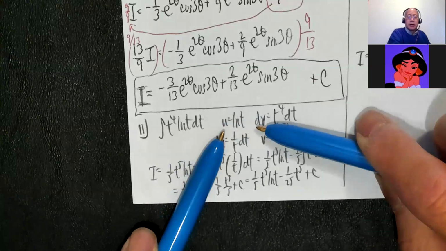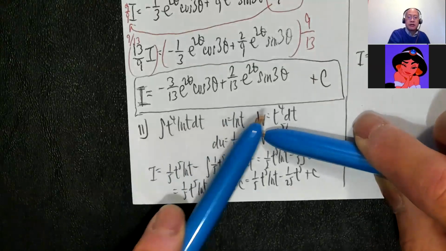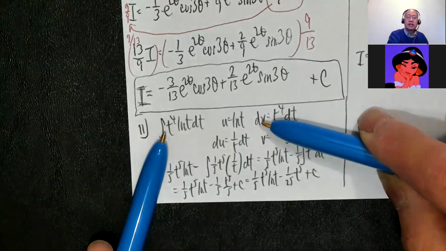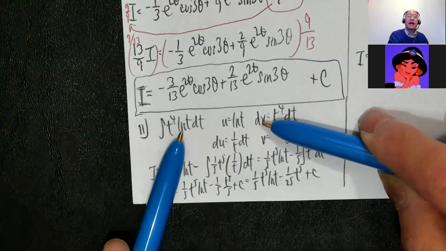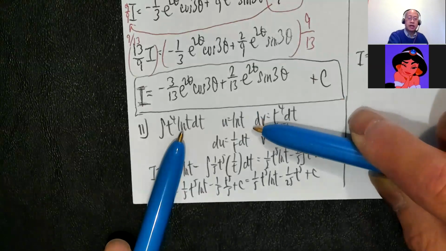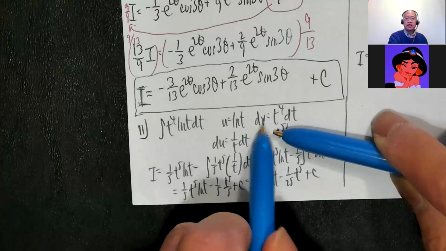That means let that be the u. Let u be ln t, and dv is the rest. dv is t to the fourth dt. A polynomial is easy to differentiate, easy to integrate, right? I don't mind taking the derivative of that, I don't mind integrating that. But when it comes to ln, I'd rather not integrate ln. I'd rather differentiate ln.